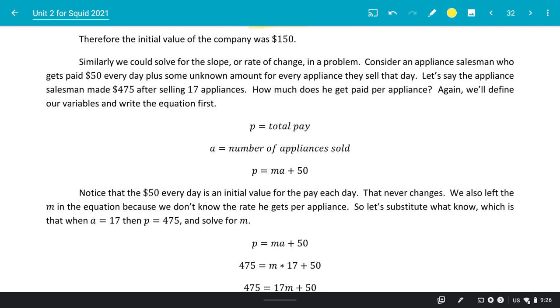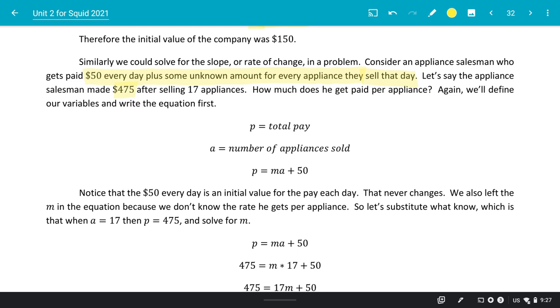Similarly, we could solve for the slope or rate of change in a problem. Consider an appliance salesman who gets paid $50 every day, plus some unknown amount of money for every appliance that they sell that day. Let's say the appliance salesman made $475 after selling 17 appliances. How much did he get paid per appliance?